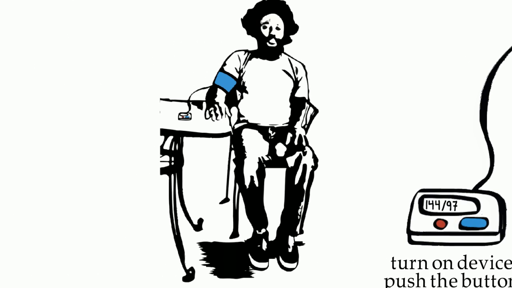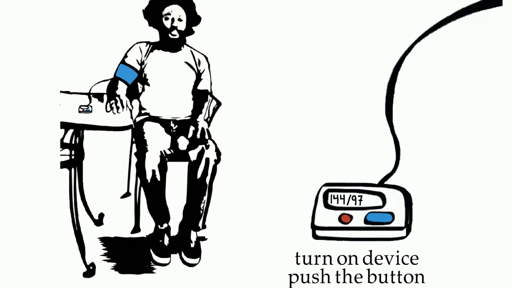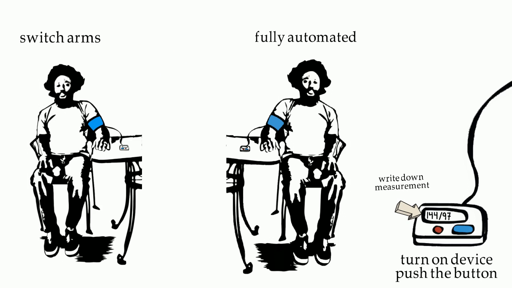The person should sit quietly while the reading is in progress. There should be no talking during the measurement. Write down the measurement. Now switch arms. Write down the measurement in the other arm.